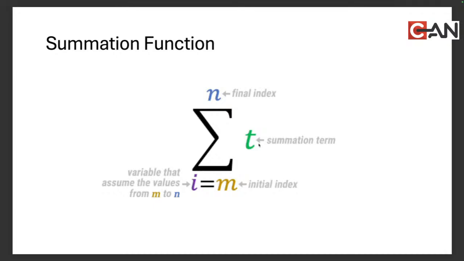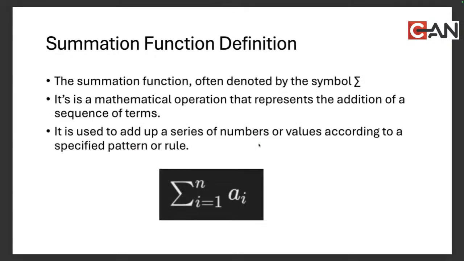I think this will make more sense in a couple of slides. It's often denoted by this symbol here, and it's the mathematical operation or function that allows us to add a sequence of terms. This is a very common representation in our machine learning notation. You might also see it this way, where instead of being directly on the bottom and top, the indices are off to the side.